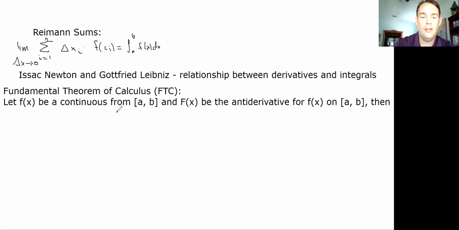It says that if I were to take this integral and integrate it, so lowercase f becomes big case F, it turns out the value of that definite integral is big F of b minus big F of a.